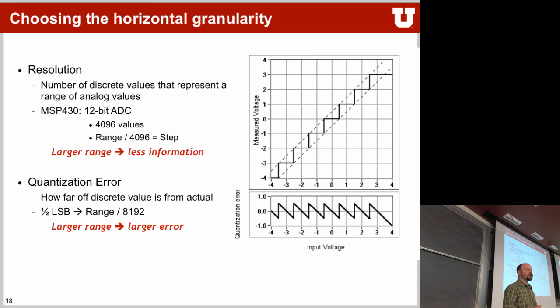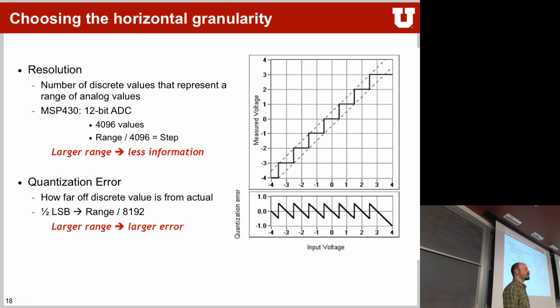So, two things that we have to talk about, resolution and quantization error. Resolution is what our ADCs can resolve. So for example, in the case of the MSP430, if you have a 12-bit ADC on there, you get 4,096 different values.